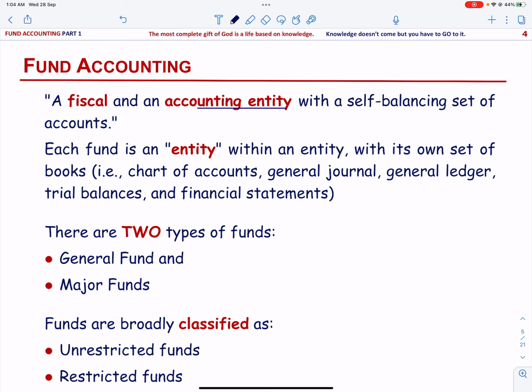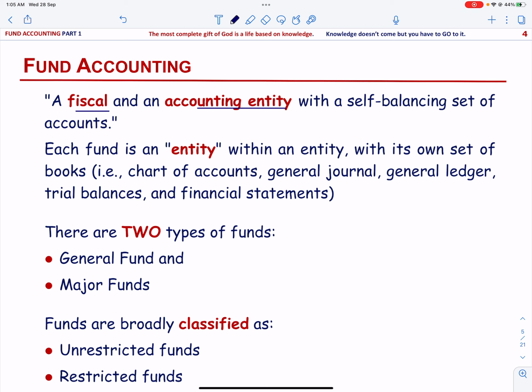A fund is a fiscal and accounting entity with a self-balancing set of accounts. So each fund has its own accounts, its own chart of accounts, its own general journal, its own general ledger, and its own financial statements. So a fund is an entity within an entity.